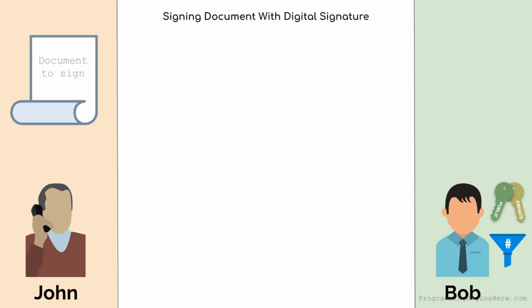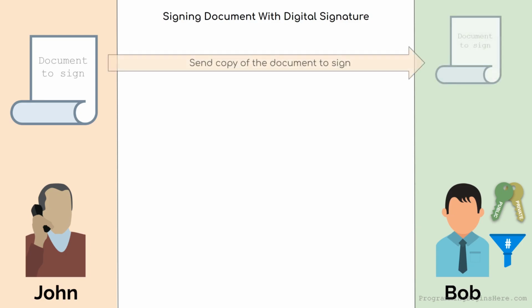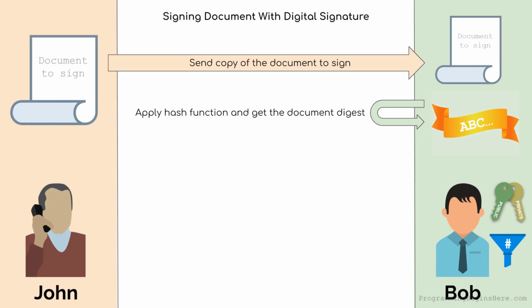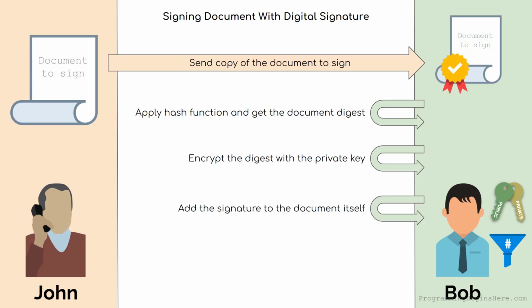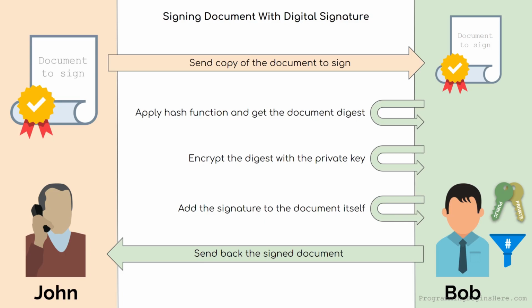The process would start with John sending the unsigned document to Bob. Bob would apply the hash function to the document and get the outcome, the document digest. He would also preserve the original document. Then, Bob would encrypt the document digest with his private key. The received data would be the actual digital signature of that document. Bob would add the digital signature to the original document and then send the digitally signed document back to John. Now John has the document with the digital signature, and the signature could be used to reliably prove that the document was signed by Bob and not somebody else, and that Bob signed exactly that document.